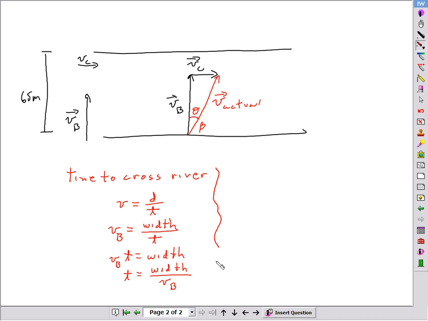Now, another thing that is often asked is the distance the boat ends up downstream.